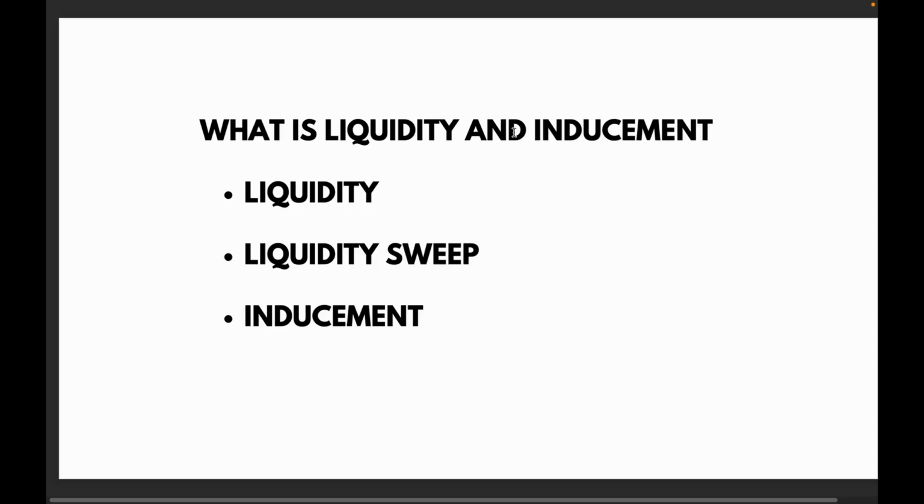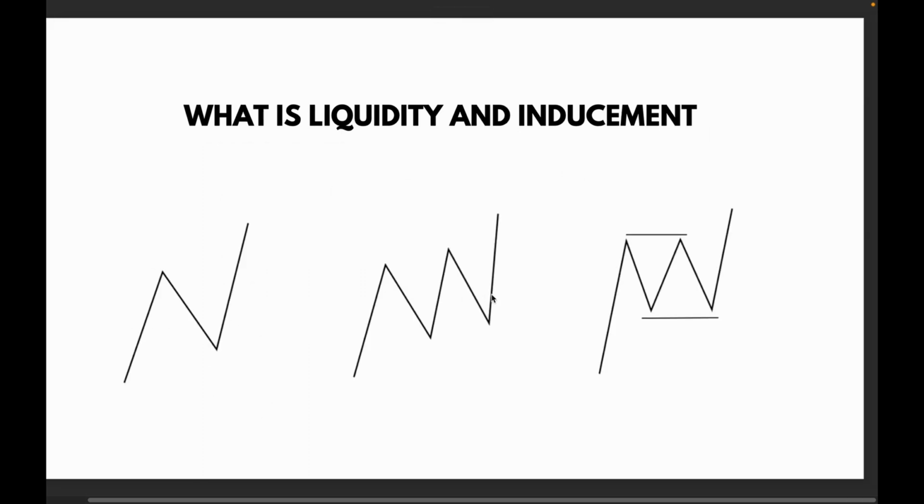Let's get started. The topic we will be covering is what is liquidity and inducement, different kinds of liquidity, what are liquidity sweeps, what are the types of liquidity sweeps, and what is inducement. As we can see, there are three types of structure over here. First is single high low liquidity, second is trendline liquidity, third is range liquidity.